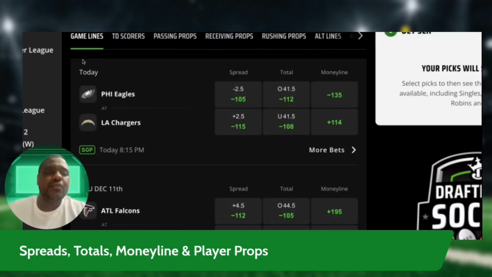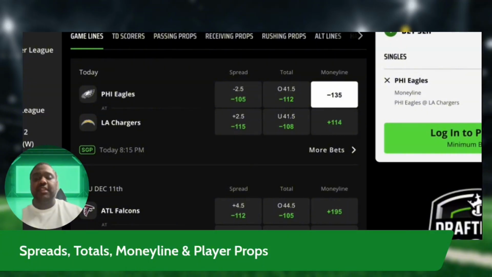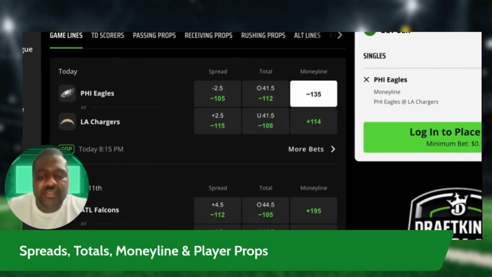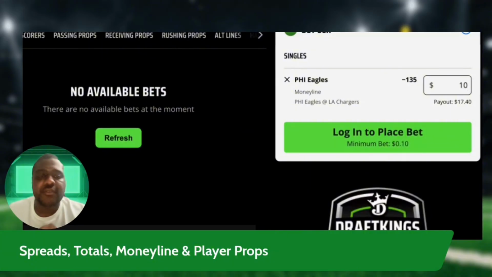So let's go to Monday Night Football. We are at the Eagles and the Chargers game. Let's say I think the Eagles are going to win, and I want to bet on the Eagles. The odds are minus 135. Remember what I said in the earlier video. That means the odds makers believe the Eagles are going to win, right? So let's say I put $10 on this, $10 to get me about $7.40. Do you guys see that? $7.40. Oh, gotta refresh my page.